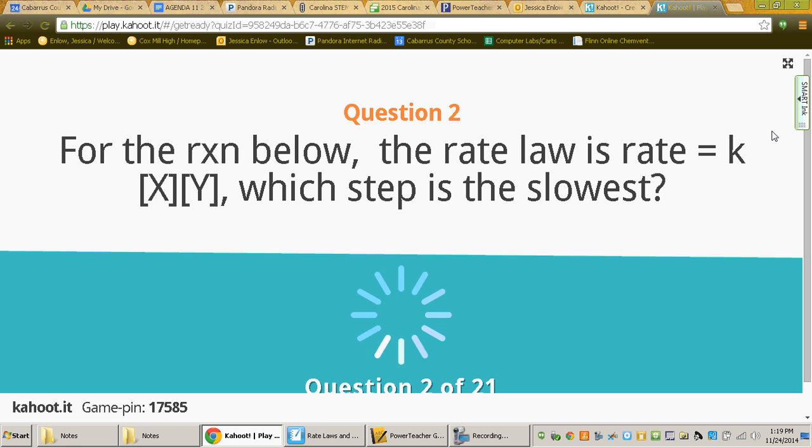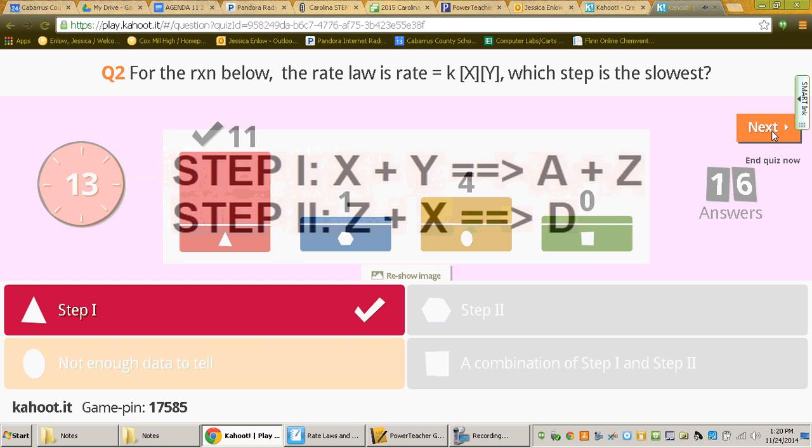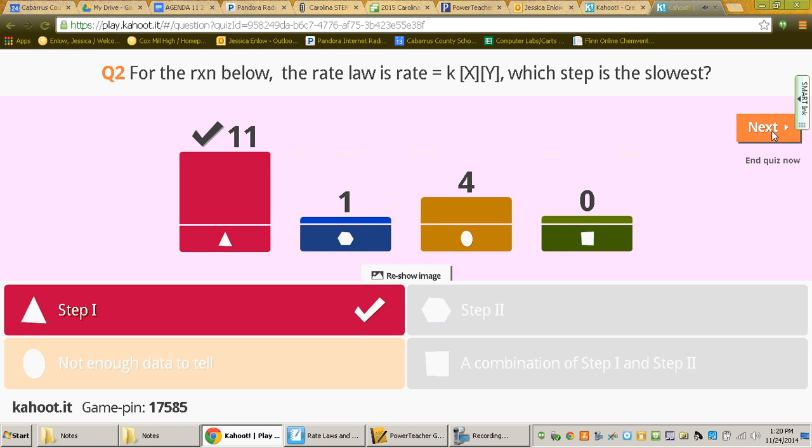For the reaction below, the rate law is equal to k times x times y. Which step is the slowest? Okay, so if the rate law is rate equal to k times x to the first and y to the first, then these stoichiometric numbers go up to exponents. So we take step one, because they were the only ones with x and y as reactants. Rate law is the rate determining step.